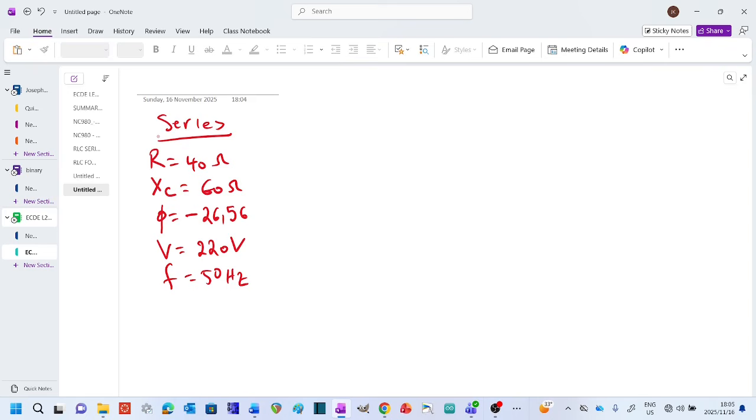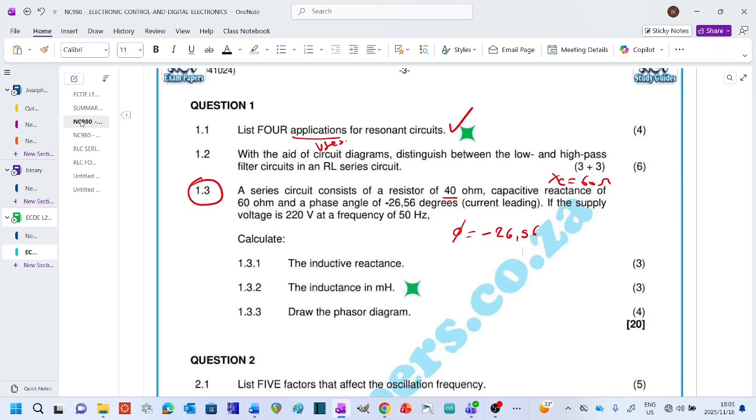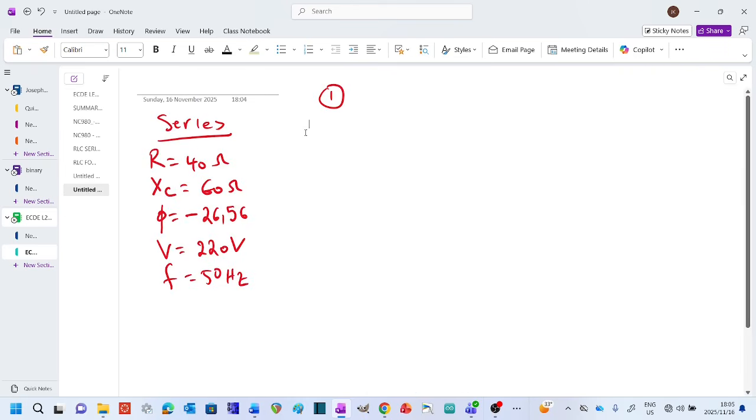One, they are asking us to calculate the inductive reactance. That's the first thing we need to calculate. At this instance, you don't know how to obtain it, but you have two possibilities. Which formula includes XL and XC? Because we consider this to be a series RLC circuit, one formula that includes XL and XC together is Z.